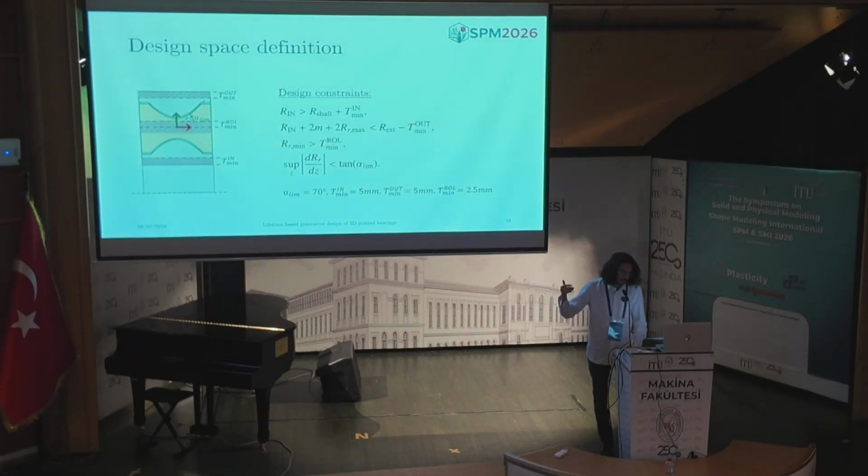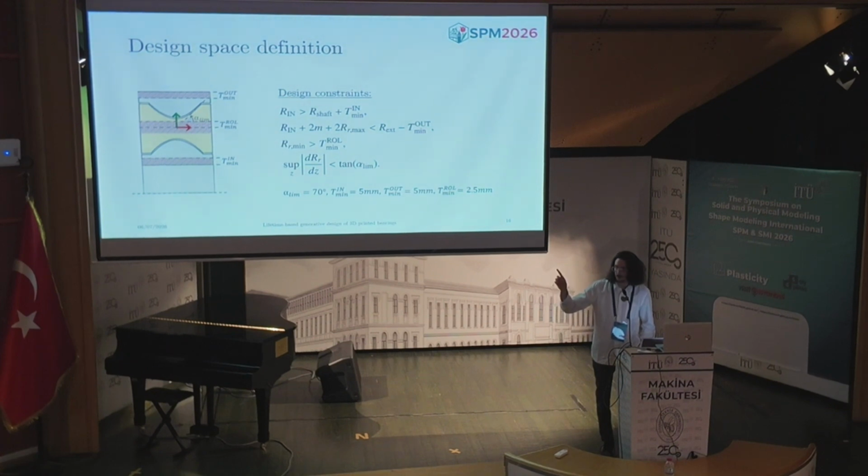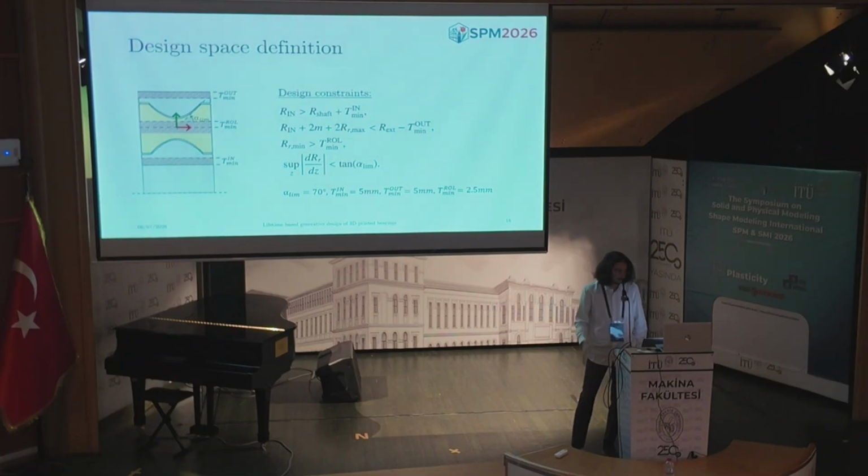The design space definition has some design constraints, for example, the minimal thickness of the outer ring, the inner ring, and the minimal thickness of the roller. This was determined with experiment, because if it's too thin, it will break even before beginning to roll. Also, there is the maximal angle of the printing, which is exactly what the previous presenter said. So we have to get this spline to respect that constraint.